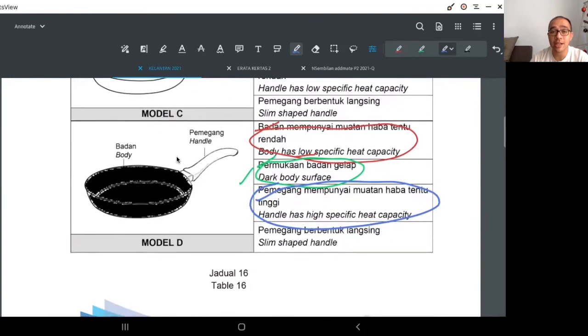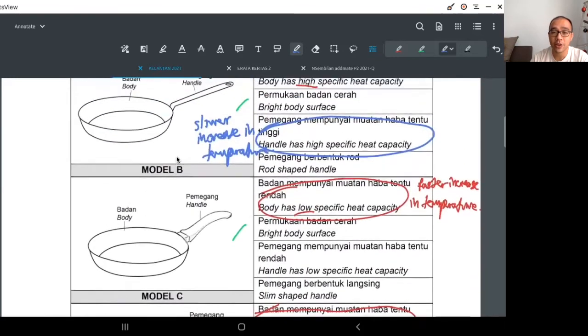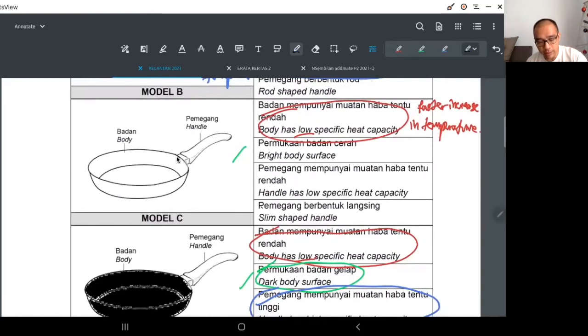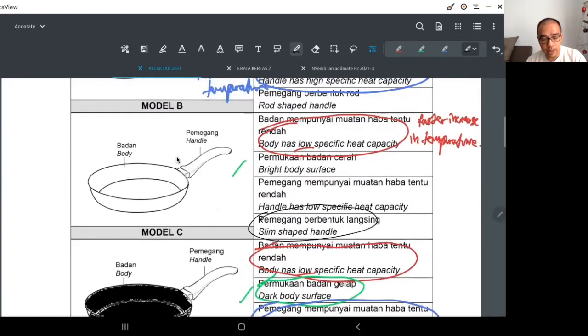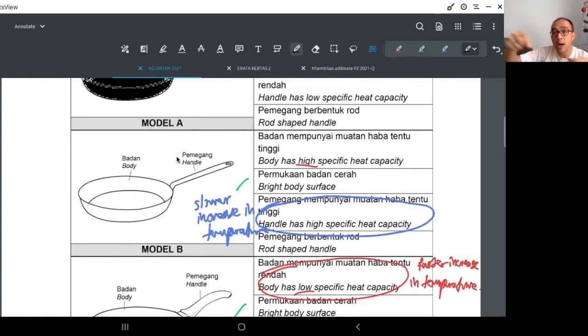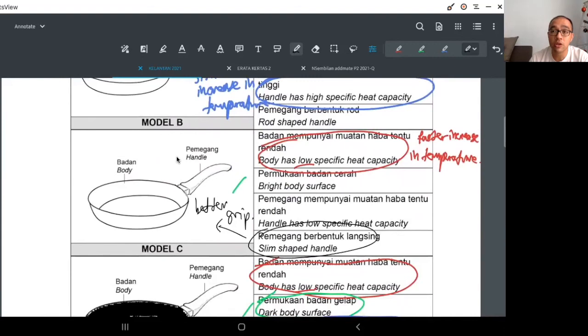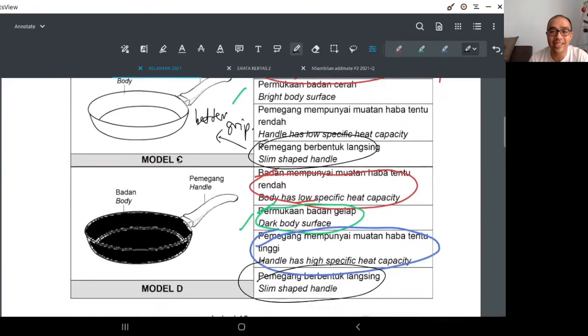But if I look at the picture and I see the difference between the handles, I will obviously want a slim shape handle. Why? Because it has a better grip. For me, a slim shape handle will give a better grip, or you avoid it slipping from your hand. Because the rod shaped handle is just like one small stick only, the grip is not better. But the slim shape handle follows the shape of the hand, so it could be better, I guess.